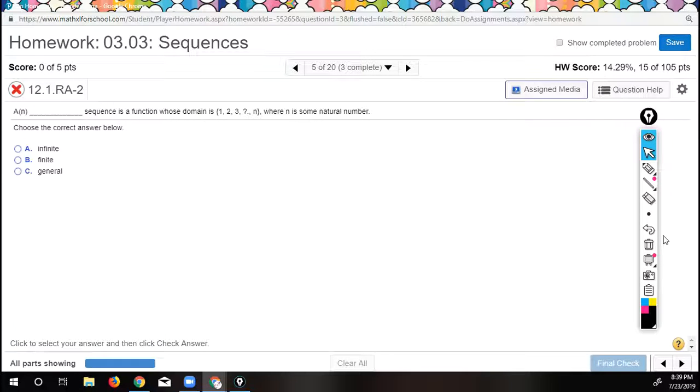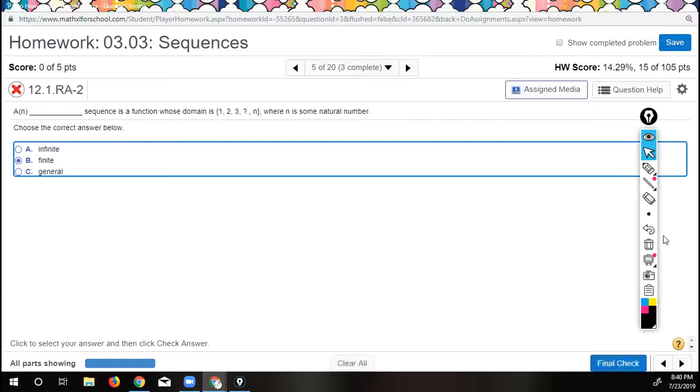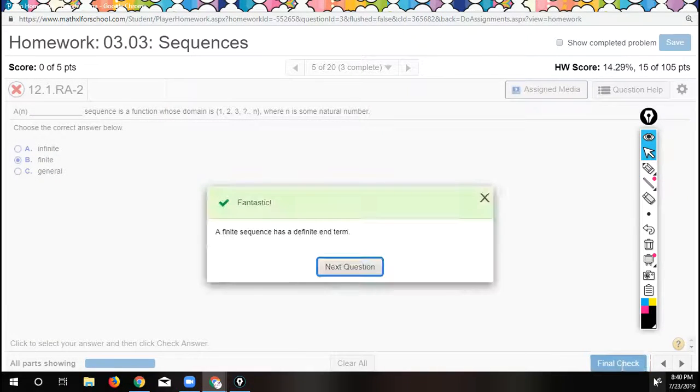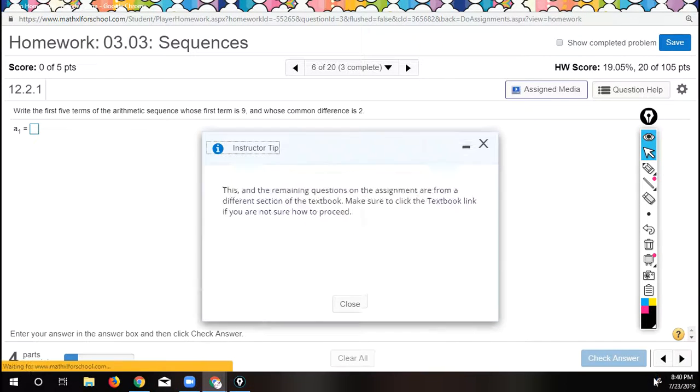It's not a big deal to be wrong, especially if you're the teacher. So a finite sequence, so they're saying n is some number. So they're giving you an end. They're not saying it keeps going. So because they're giving you an end, it's finite. Yeah, it has a definite n term.